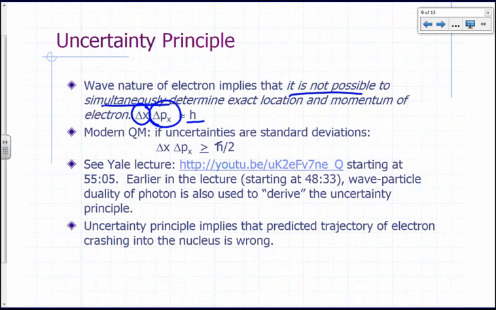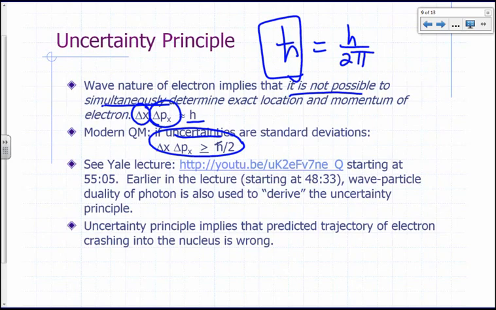Now, h being Planck's constant, in modern quantum mechanics we precisely define what an uncertainty is. If we define the uncertainty as a standard deviation, the standard deviation in the location of the electron and the standard deviation in the momentum, then we postulate that delta x times delta px is greater than or equal to h bar over 2. h bar is really nothing more than h over 2 pi. You see h over 2 pi so frequently that we just invented a new symbol, h with a bar across it.